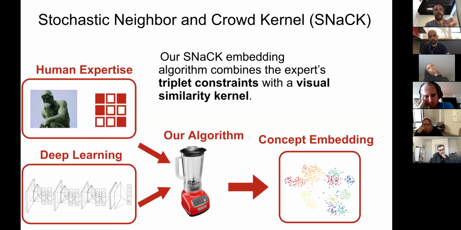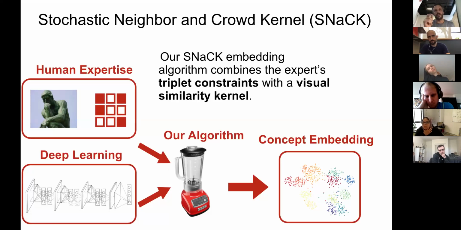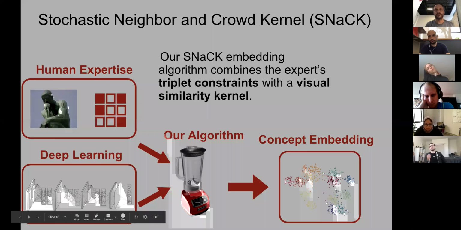And we tune that on some representative data sets. And what we get is this concept embedding where it's essentially the t-SNE pipeline, except the embedding has been pulled on by the human preferences. And that constant in the cost function allows you to determine how much that human expertise should influence that embedding.